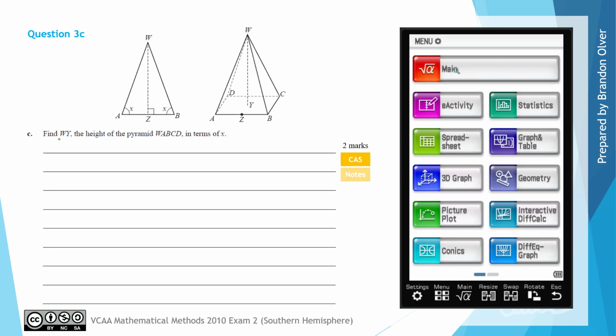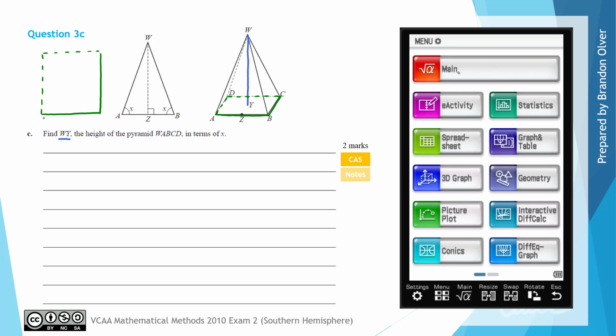For part C, we're asked to find WY, which is the height of the pyramid, in terms of x. So WY is this line here, which I've just drawn out in blue. And to find that, we're going to actually need to work with a couple of right-angled triangles. So the first one that I want to consider is actually the base. So if I just do that in green, we can redraw that square over here.